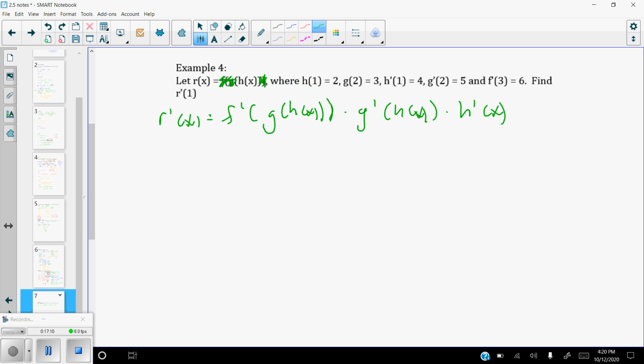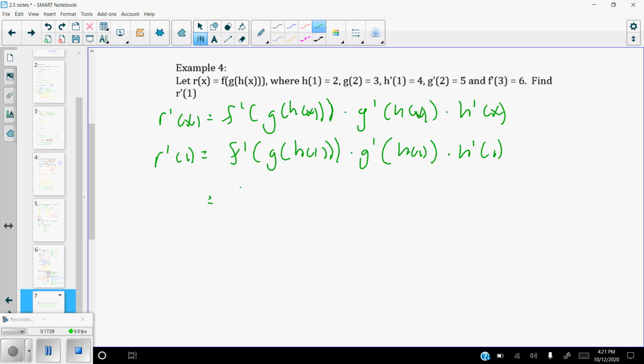From here, it's just about plugging in the values. So it's r prime of 1, which is f prime of g of h of 1, times g prime of h of 1, times h prime of 1. So let's see, f prime of g of, what is h of 1? H of 1 is 2. Times g prime of h of 1. Once again, h of 1 is 2. Times h prime of 1, which is 4.